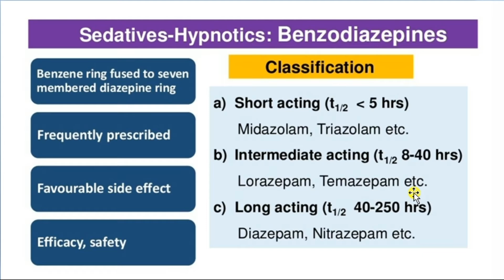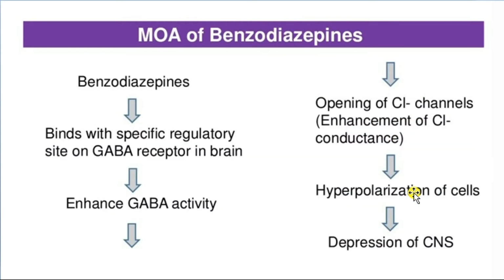Examples for short acting: midazolam, triazolam. Intermediate acting: lorazepam, temazepam. Long acting: diazepam, nitrazepam, etc. Mechanism of action of benzodiazepines: they bind with a specific regulatory site on the GABA receptor in the brain and enhance GABA activity, then opening of chloride channels increases the frequency of chloride influx, then hyperpolarization of cells, then depression of the CNS.